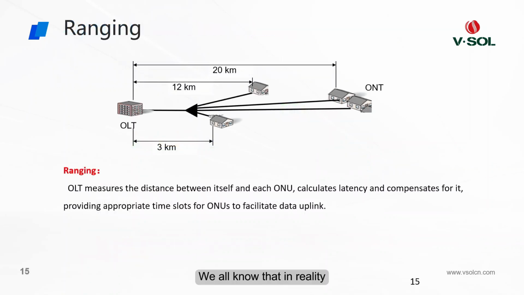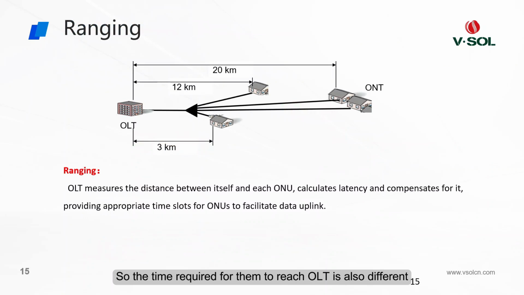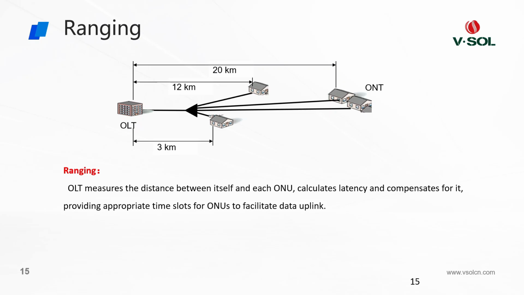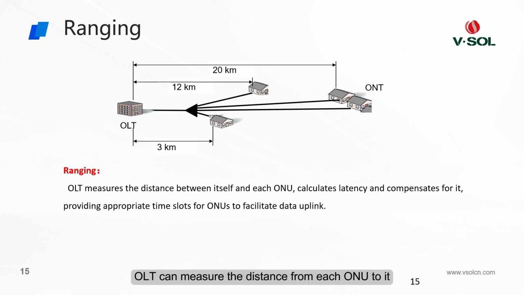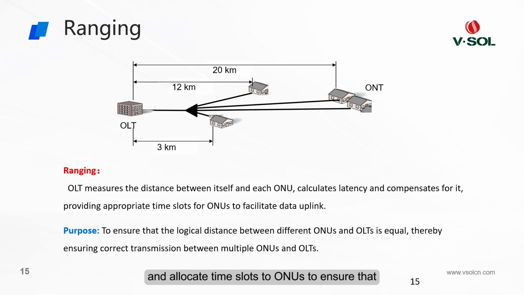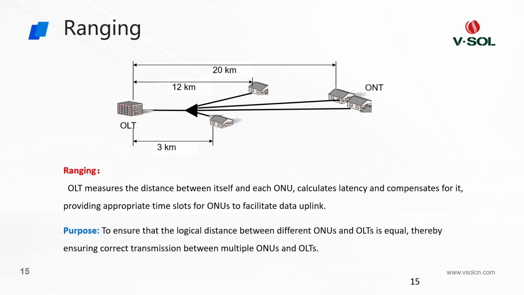We all know that in reality, the distance from each ONU to the OLT is not exactly the same. It may be a bit closer or a bit farther, so the time required for them to reach OLT is also different. This technology is ranging. OLT can measure the distance from each ONU to it, then perform calculations and delay compensation, and allocate time slots to ONUs to ensure that there is no data conflict in the upstream direction.